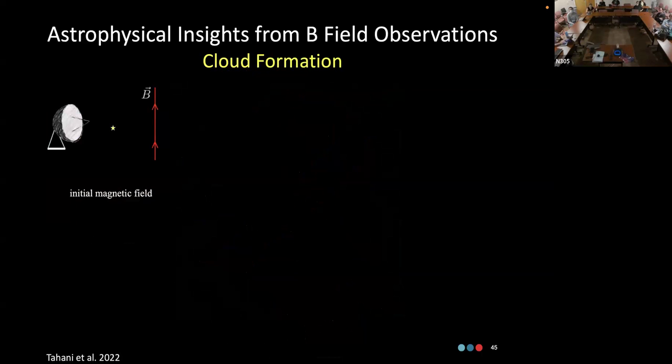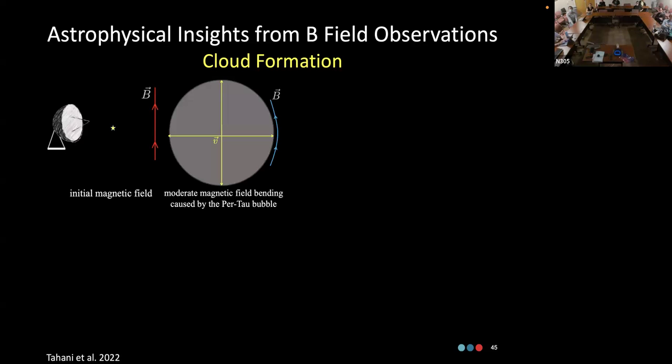So if we assume that we have the initial magnetic field information, the coherent magnetic field orientation and direction from our galactic magnetic field model, and we have the Per-Tau bubble, and the Per-Tau has pushed the magnetic field and resulted in a tangential magnetic field morphology, would this explain the observations? And the answer is no. This would not explain the observations because this bending is large and it may cancel out as average along the line of sight.